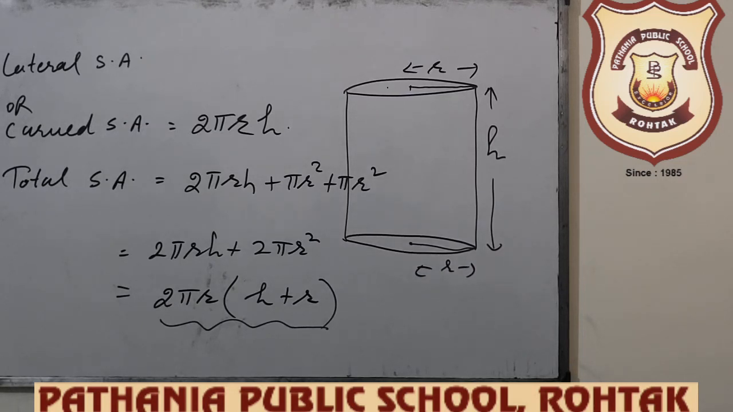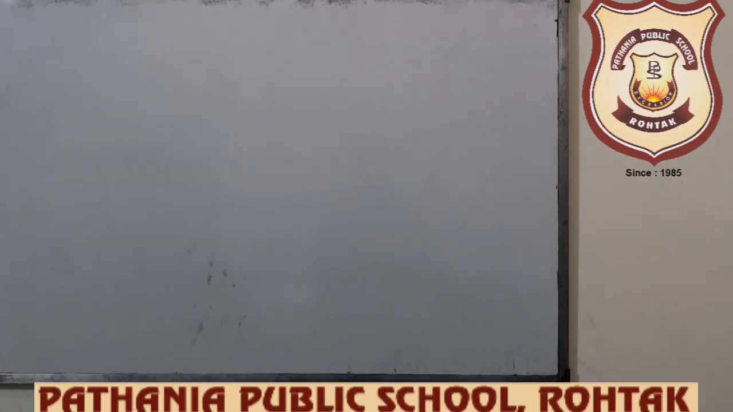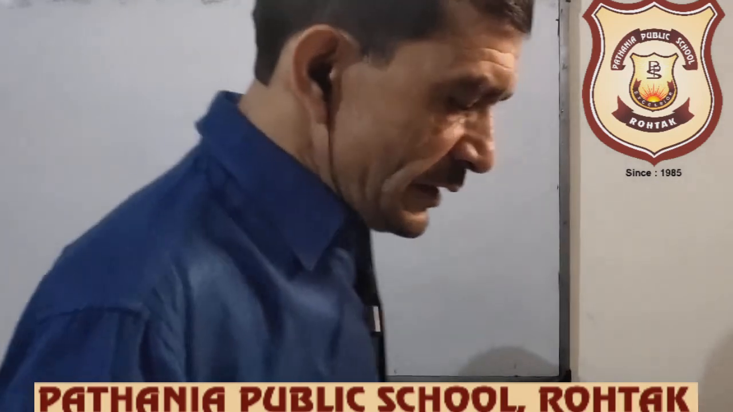Now I am going to discuss the numerical problems. 11.3 exercise, question number 1. Read the following and tell about true or false. What is first? Total surface area of a cube is greater than its lateral surface area.